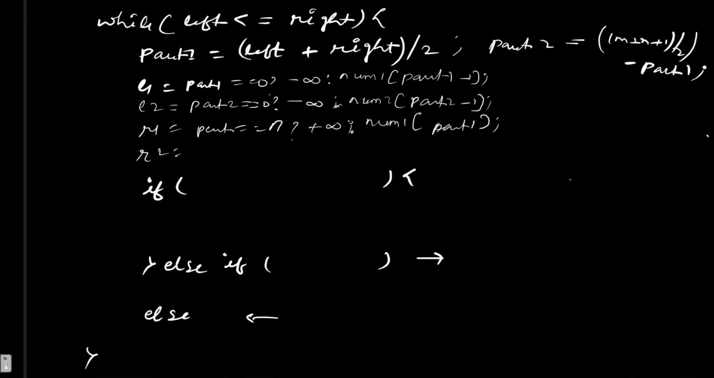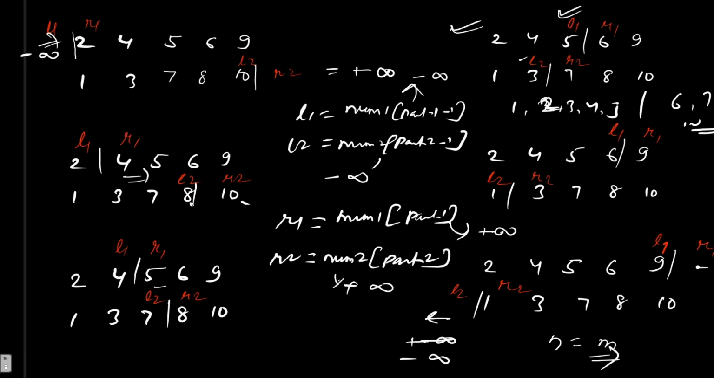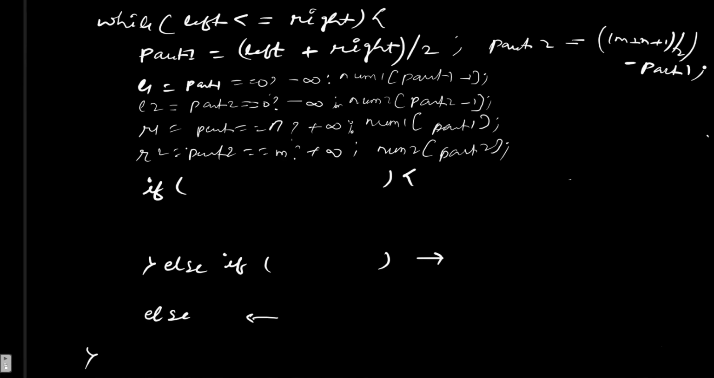Similarly for R2, partition 2 will be checked. If it is equal to m, then it is going to be plus infinity, or else it's going to be equal to nums2 partition 2. So we have found our L1, L2 and R1, R2, and we have to check these three conditions here.